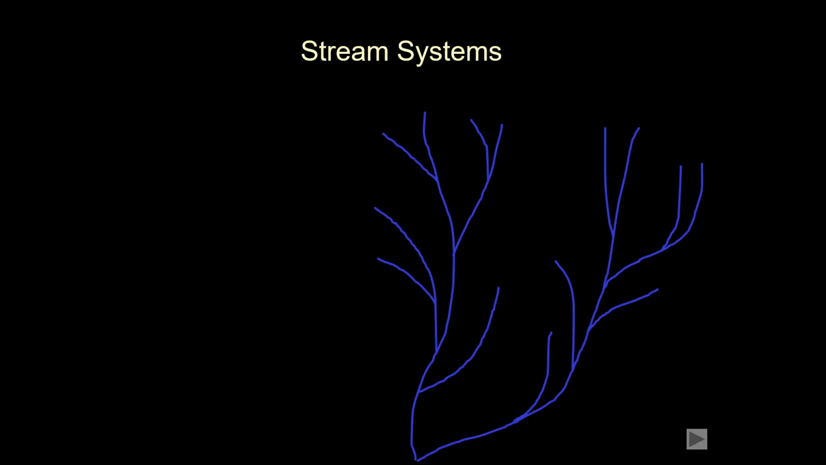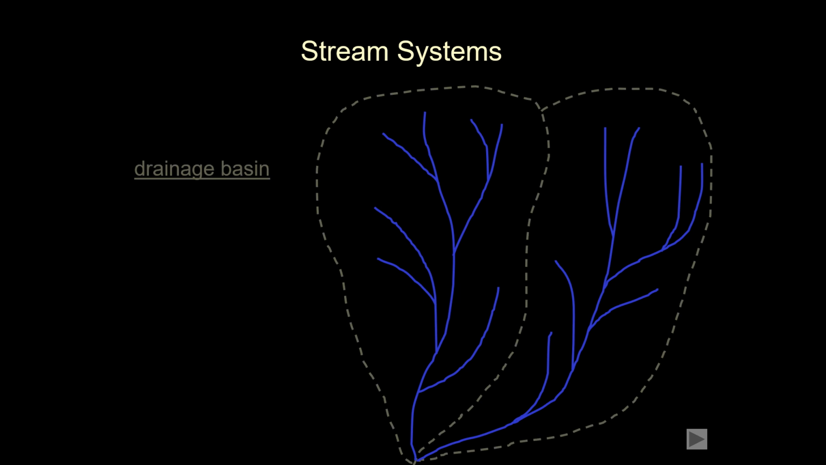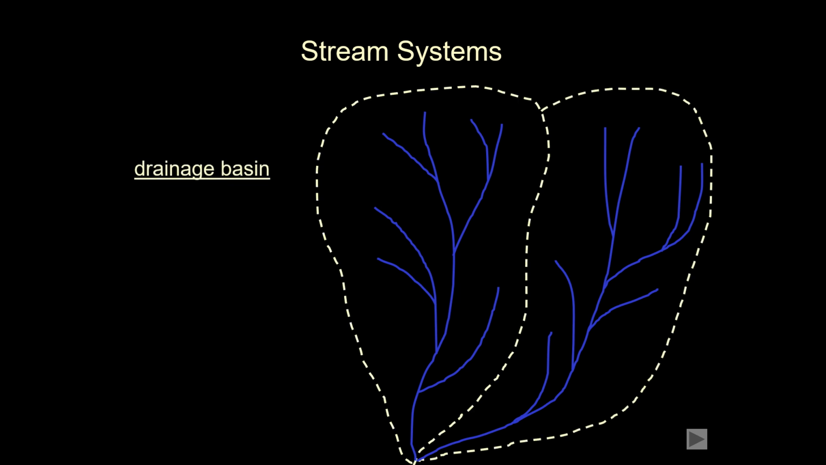Let's talk a little bit about stream systems. Stream systems are sort of networks of streams, if you will. These are streams viewed from above. So these are a number of streams that all flow down into a larger stream. So this would be kind of a top view, what we're seeing right here.